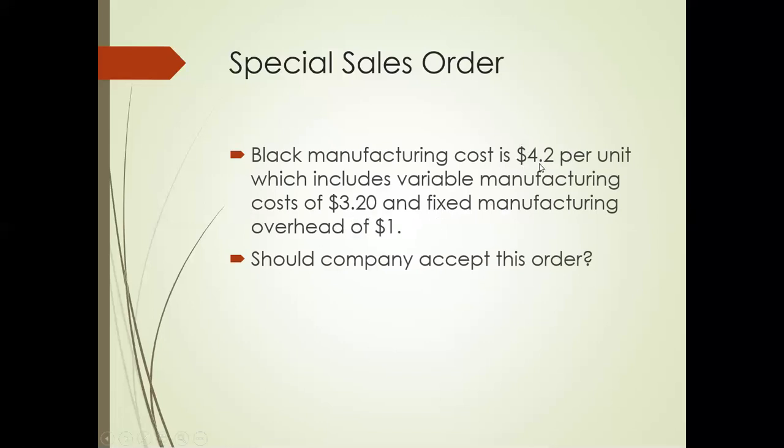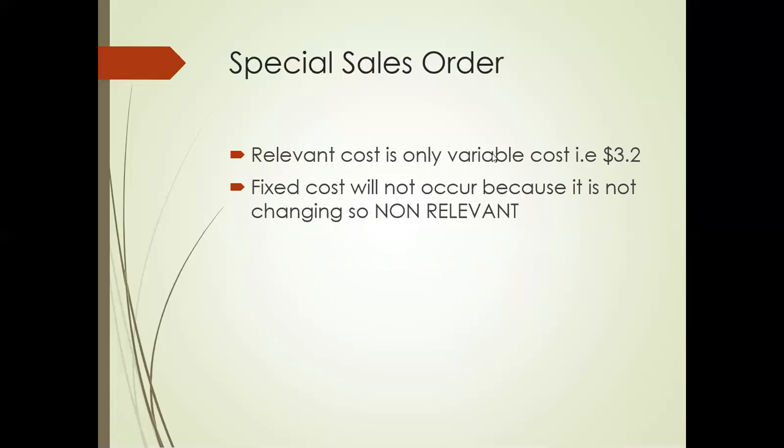So this 4.2 is split into two parts: variable manufacturing cost and fixed manufacturing cost. So this part will not change. The only cost that is concerned is 3.2, because this is the cost which is variable and which can change when you are planning to manufacture this good. Now check this one. This is 3.2. It means that if I am making one more unit, I need to spend 3.2 from my pocket. And the party is offering me $4 for this one. It means that I can accept this one. So this I am presenting here. Fixed cost will not occur because it is not changing, so it is non-relevant.